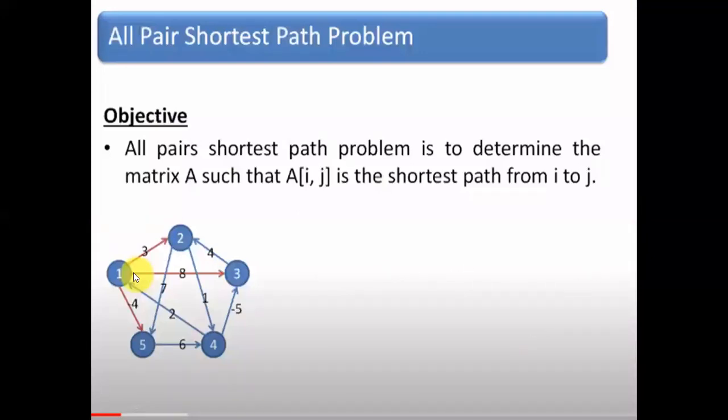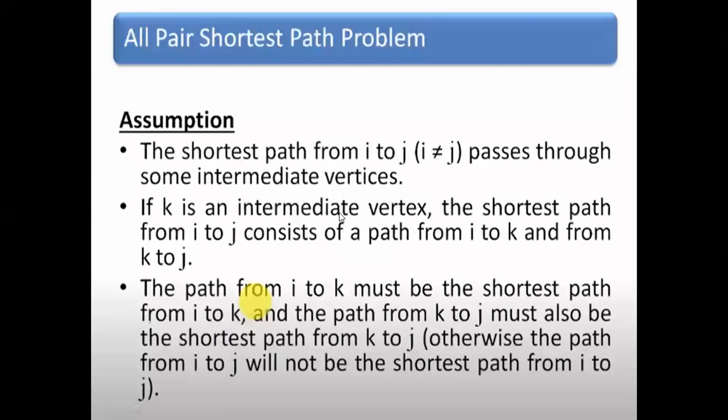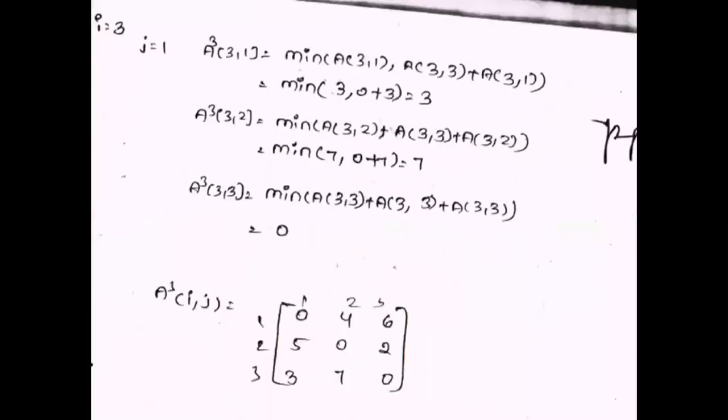But the matrices are calculated recursively. That means for calculation of A power 1 we use A power 0, the original cost matrix. For A square we use A power 1. For A cube we use A square. For calculation of A power 4 we use A cube. For calculation of A power 5 we use A power 4. So it is the all pair shortest path using dynamic programming. In all stages we are using the principle of optimality.